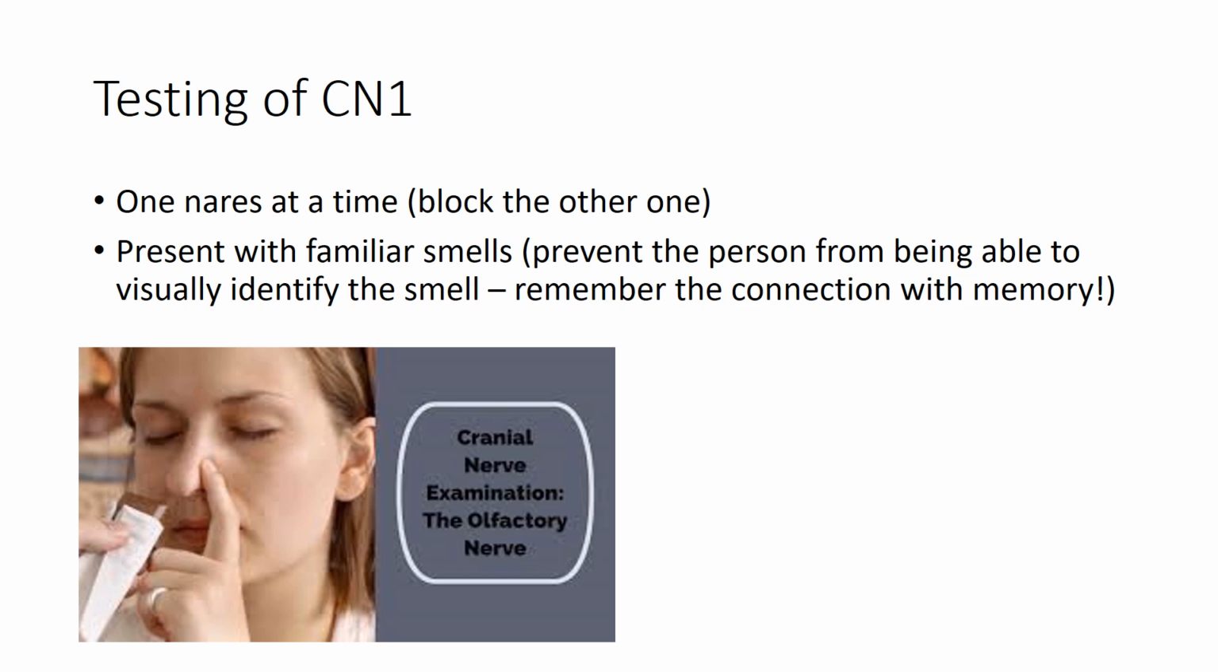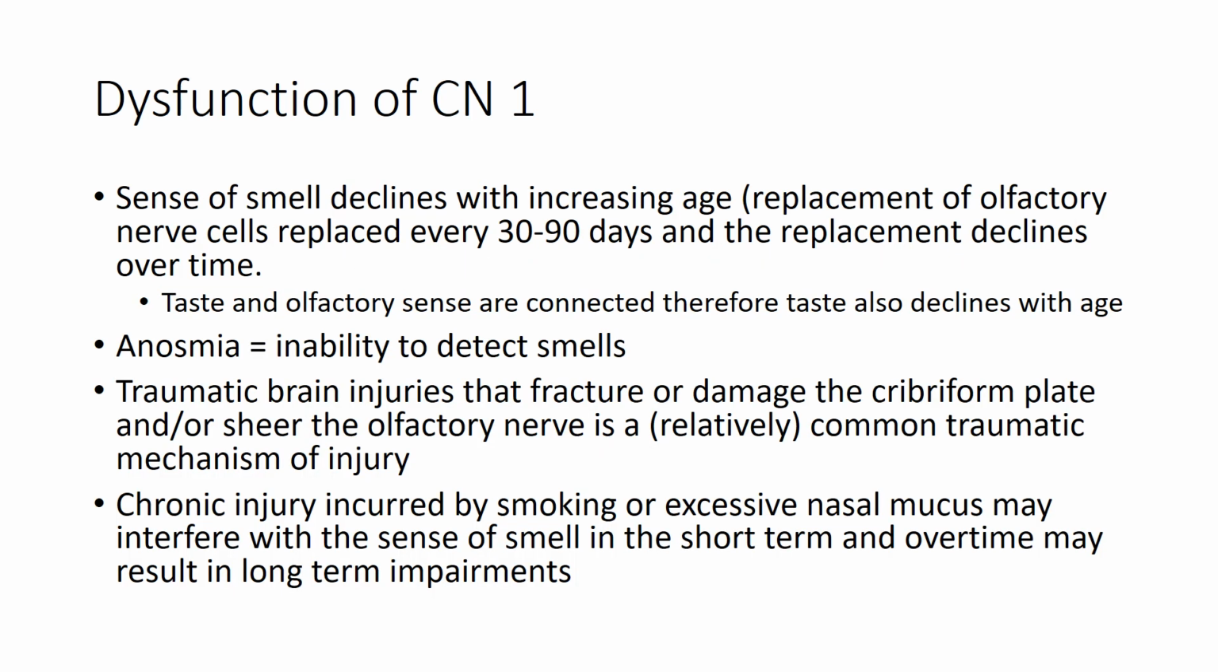So let me just give you an example of this. If you were trying to get them to smell coffee, you wouldn't present it to them in a recognizable coffee cup where they're going to anticipate the smell of coffee. You would want to put it in a container that's nondescript, where they would not be able to predict what smell they might encounter. So, dysfunctions of cranial nerve number 1.